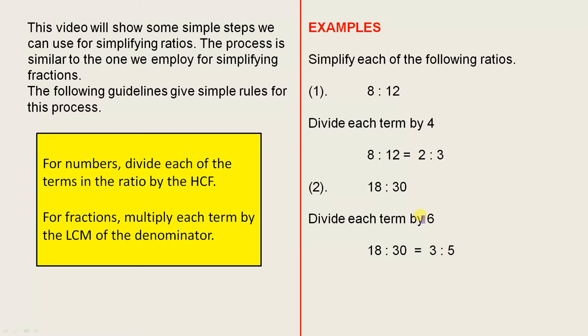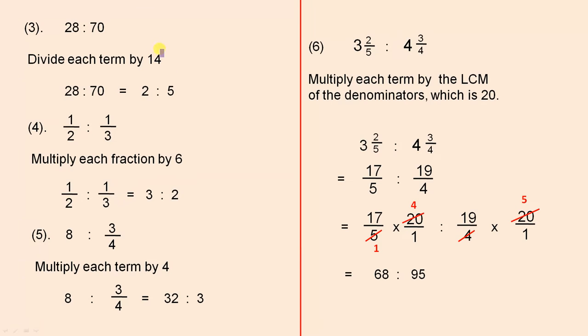18:30, we divide each term by 6, so when we divide 18 and 30 by 6, we get 18:30 equals 3:5. 28:70, divide each term by 14. 14 into 28 goes 2, 14 into 70 goes 5, so the answer is 2:5.